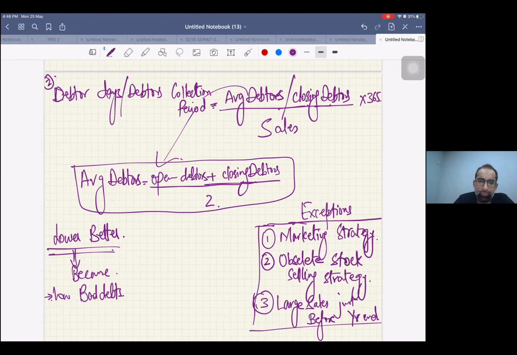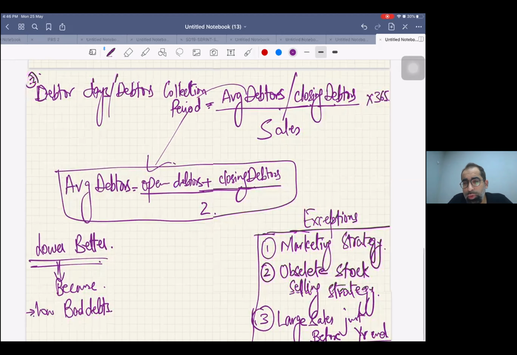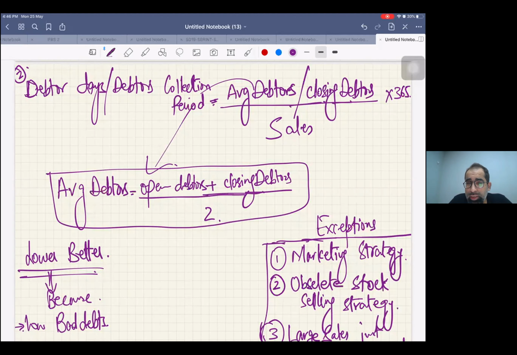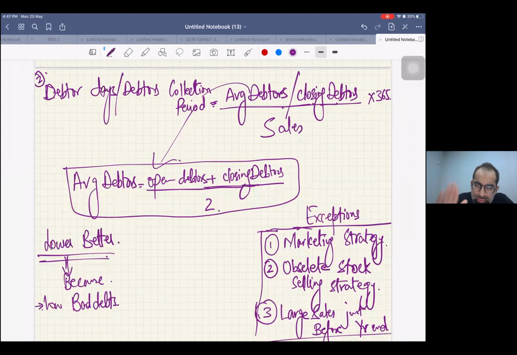Okay, then just think, an oral thought: how can you reduce the debtors collection period? Number one, through negotiation. You can explain to your customers that we need cash or we have some cash shortages. The second method is giving a cash discount. Hope you remember what cash discount is. You tell them that if you pay within 10 days, you will get 1% off. But don't forget, cash discount itself is a cost to the organization. So normally everybody says lower debtor days are better.